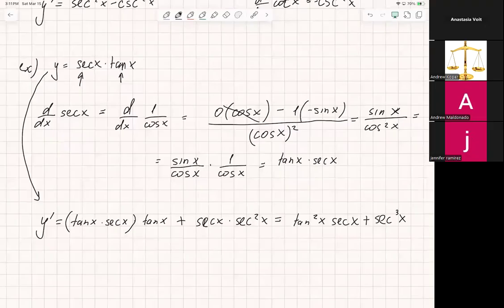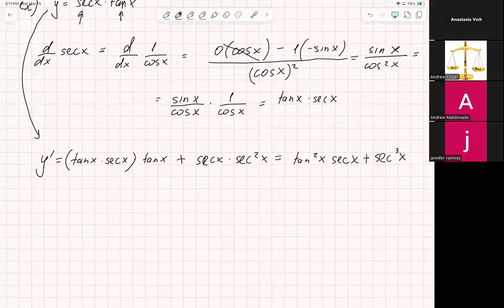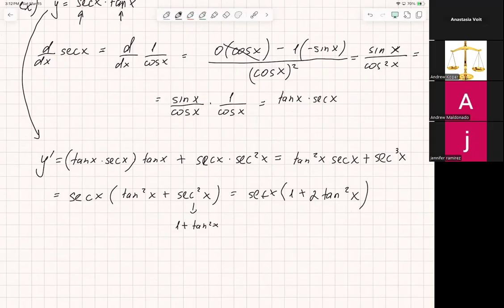Now you can factor out secant, doesn't really matter if you want. So you can factor out secant x, and we have tangent squared x plus secant squared x. Now we also remember that secant squared is the same thing as 1 plus tangent squared x, so you can write it this way, secant x, and then we have 1 plus 2 tangent squared x. If you want, you can write it this way, but I'm totally fine with you leaving it this way. Okay? If you want, you can write it this or this way, doesn't really matter.